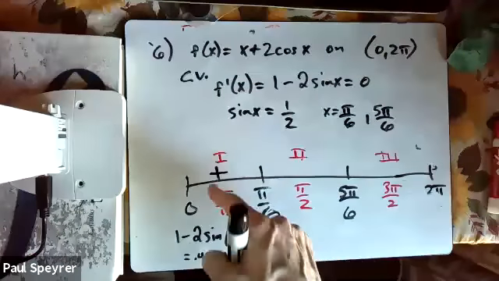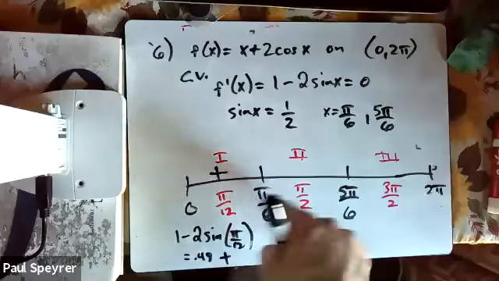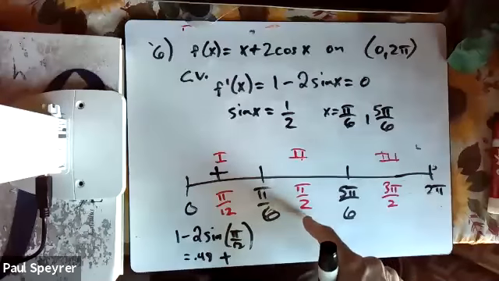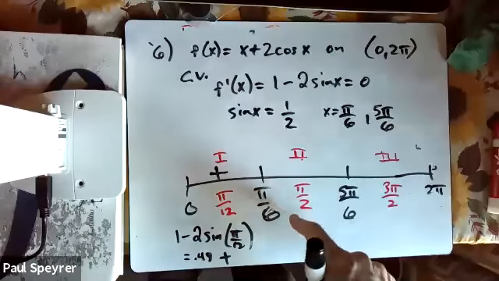That's all that we care about. That just tells us it's increasing from 0 to pi over 6. What about between pi over 6 and 5 pi over 6?